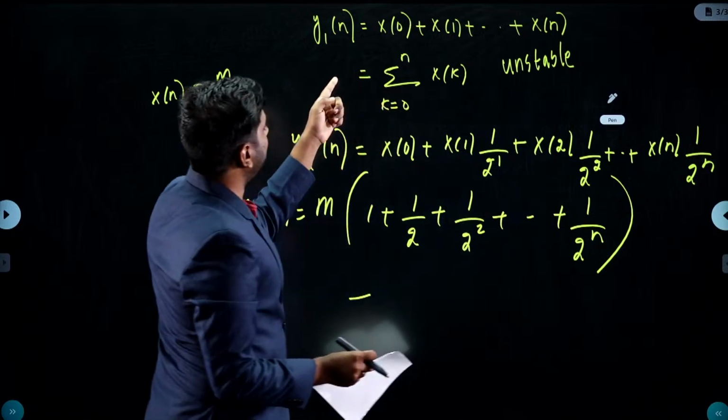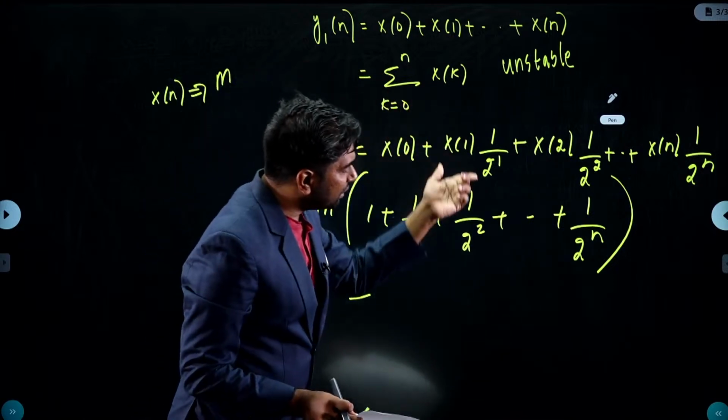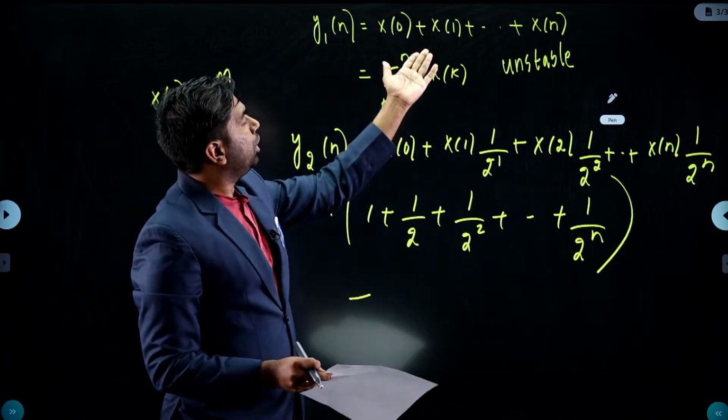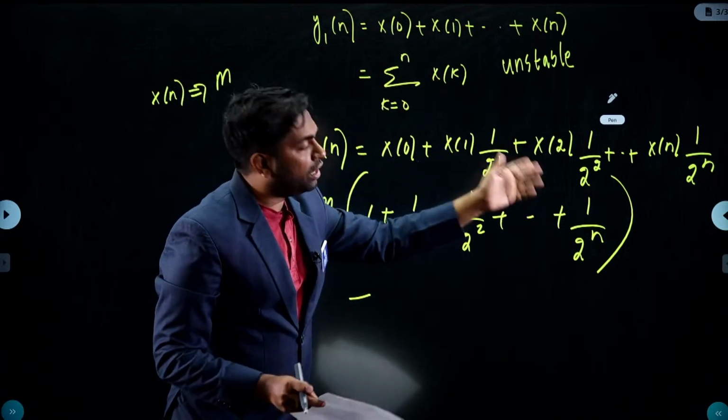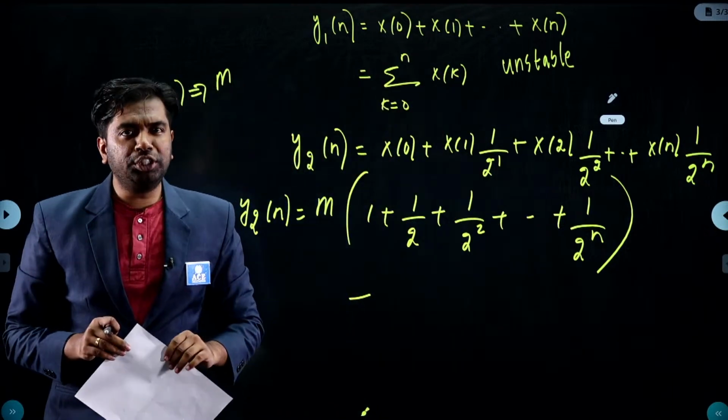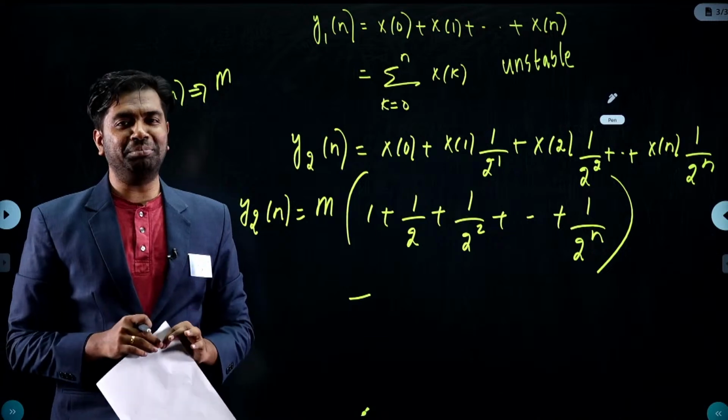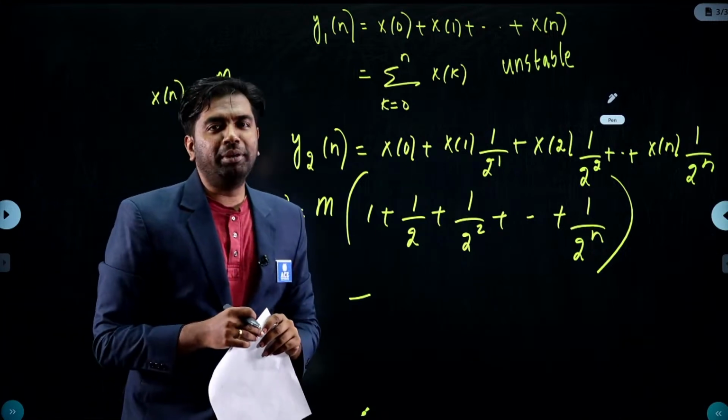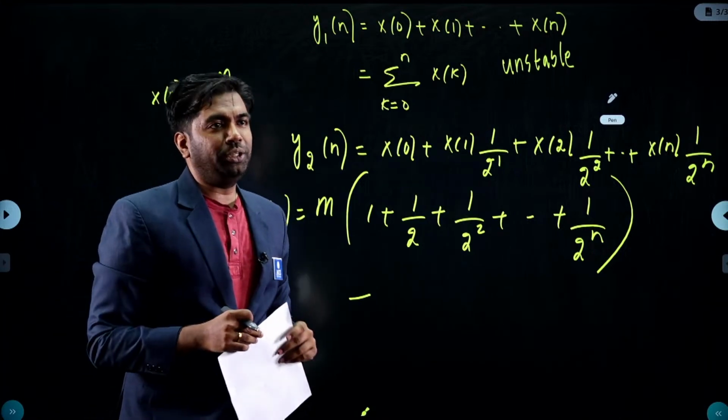So the first system described by the input-output relations is unstable, the second one is stable. So it is not BIBO, this is definitely BIBO. So these are the 7 questions that were asked from signals and systems. So next, mathematics faculty Ravindra Reddy sir will continue.